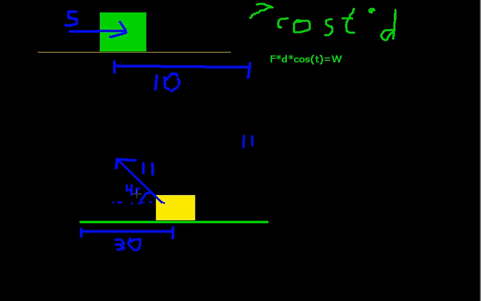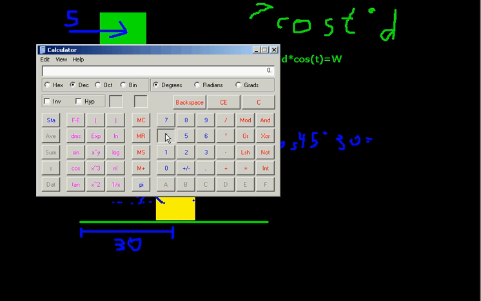Well, and this is going to be 11, the force, times the cosine of 45 times the distance, or force times the distance times the cosine. That's just what that is right there. And then we can do 45 cosine, multiply that by 30, and then multiply that by 11. And we get 233.3.